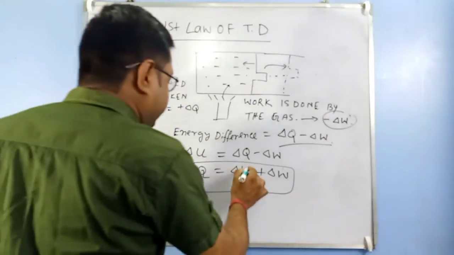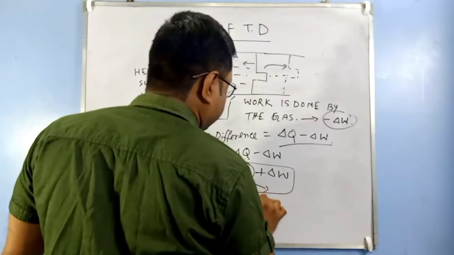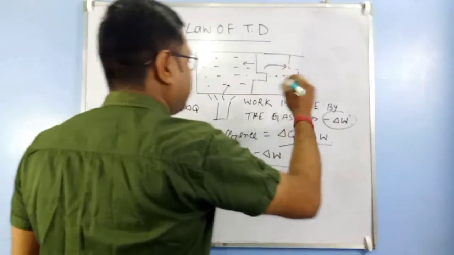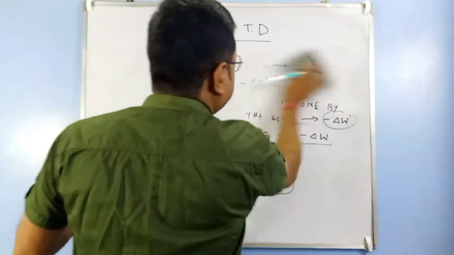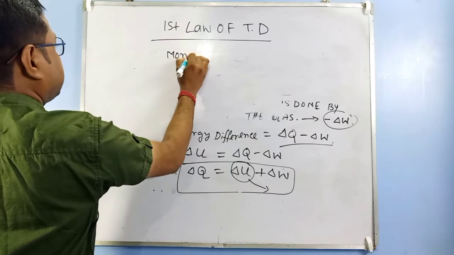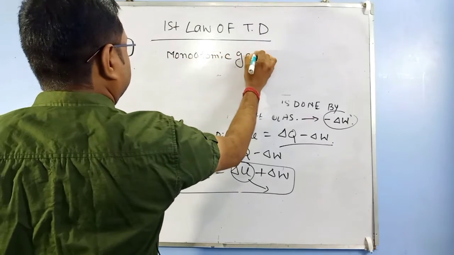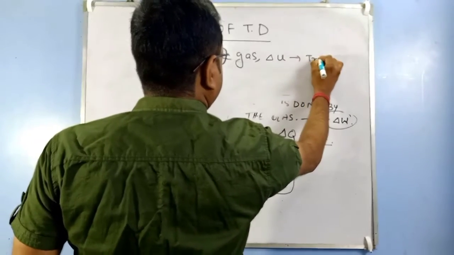Now, for a monoatomic gas, this delta Q is for translational motion only. The internal energy is due to only the translational motion for a monoatomic gas, that is, delta U is only for translational motion.